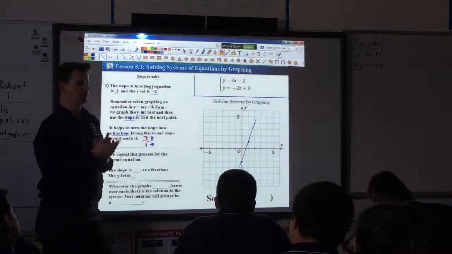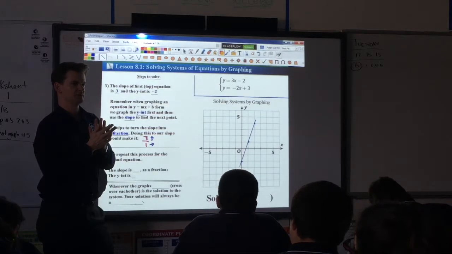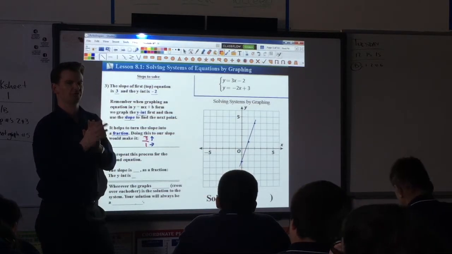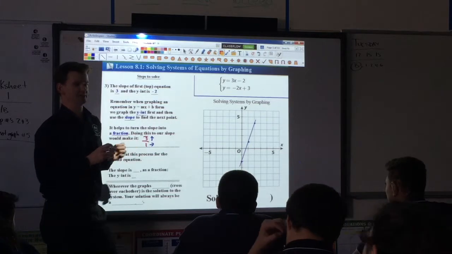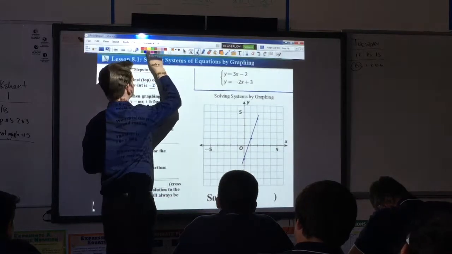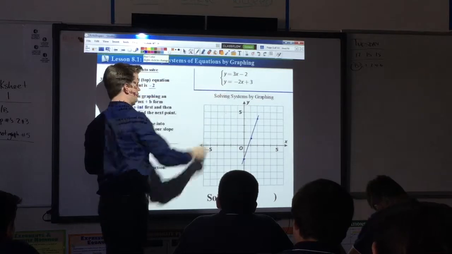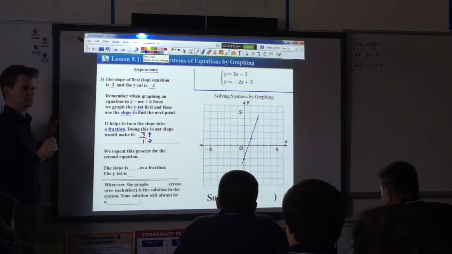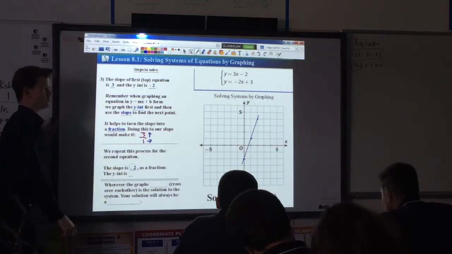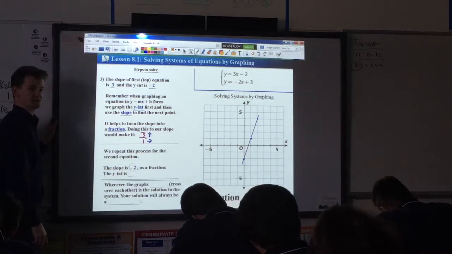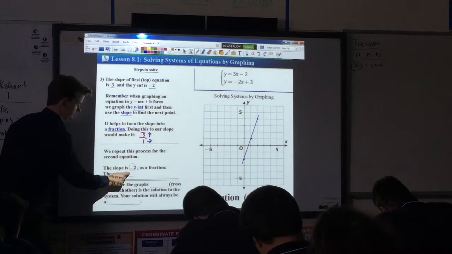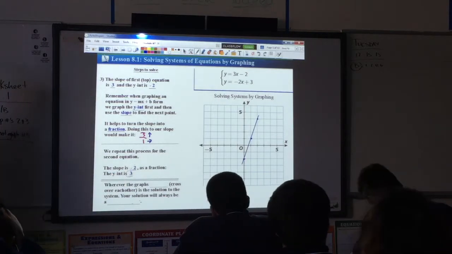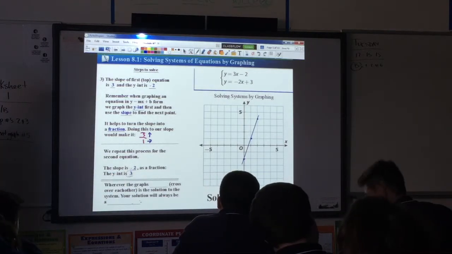Because we're looking for what? To solve this system, what are we looking for? We're looking for where the two lines intersect each other. So we're going to graph the second equation, y equals negative 2x plus 3. What's the slope for that equation, guys? Negative 2. And then what's the y-intercept? Positive or negative? Positive 3. Okay. So our slope is negative 2. We have our y-intercept at 3.